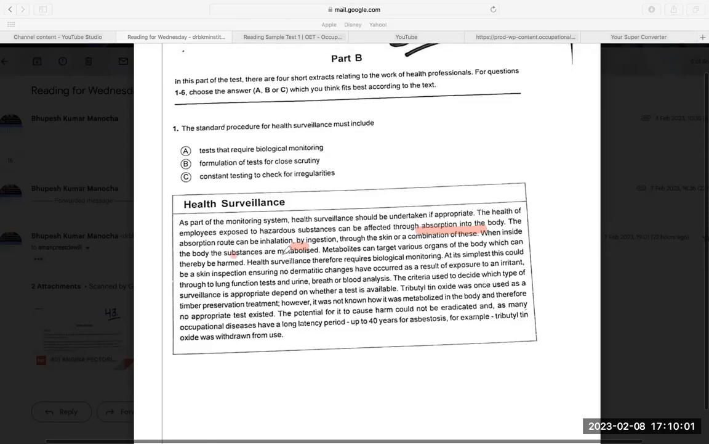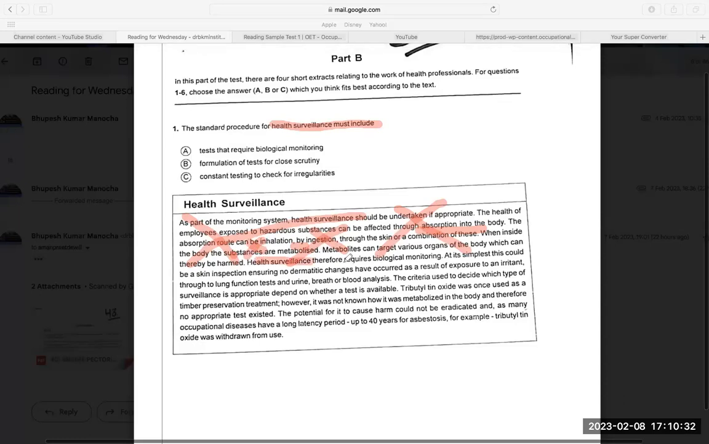When inside the body, substances are metabolized, and metabolites can target various organs of the body. So basically it is saying that chemicals can harm your body. But until now there is nothing that talks about my question. My question was: health surveillance must include. So until now I have found no answer. I will always focus on my key words, that is, health surveillance must include. So that is my main word. Up to now, it does not talk about the process, so I will spend less energy here.